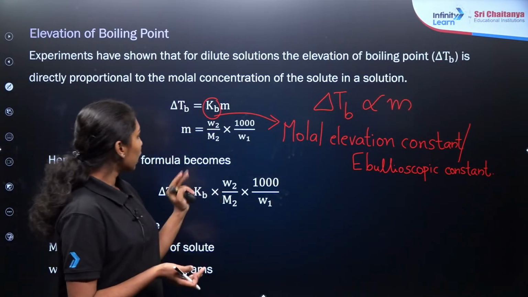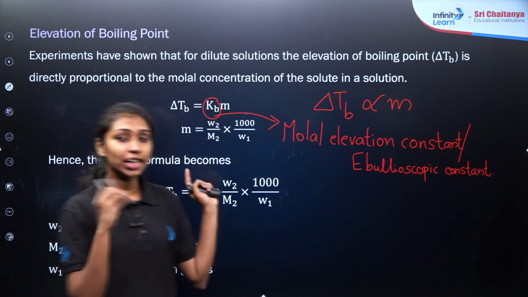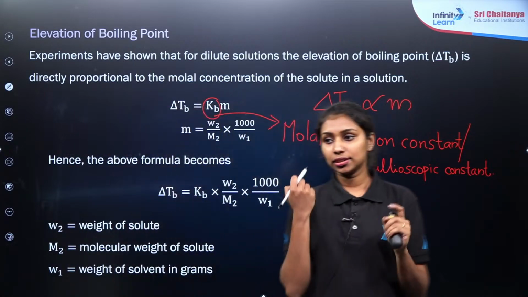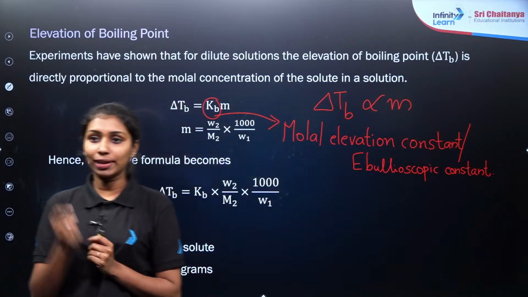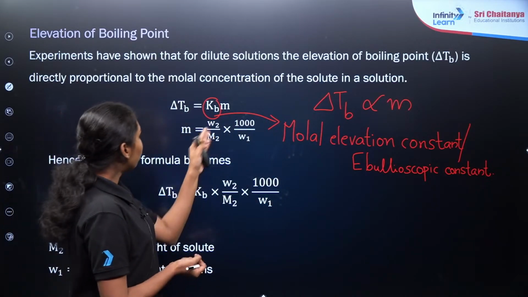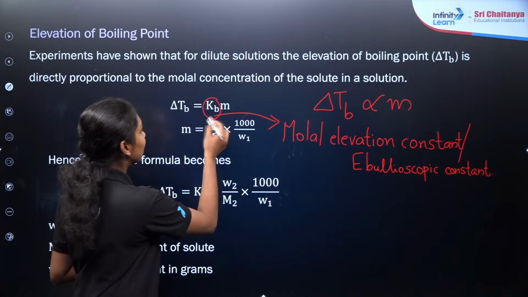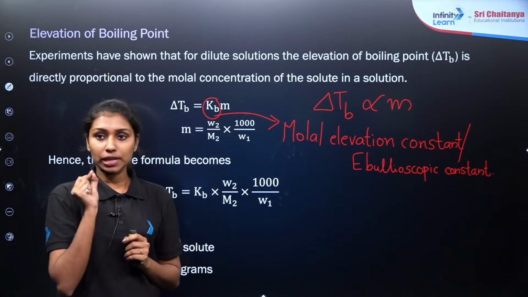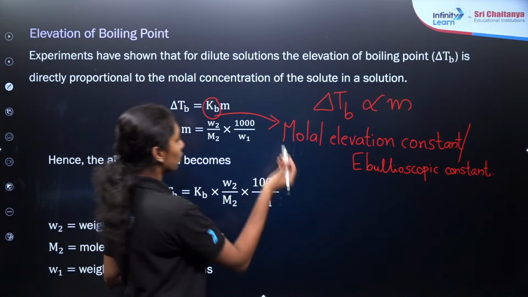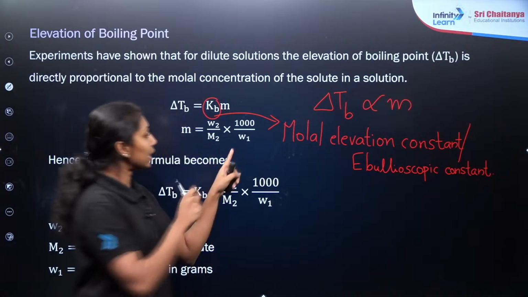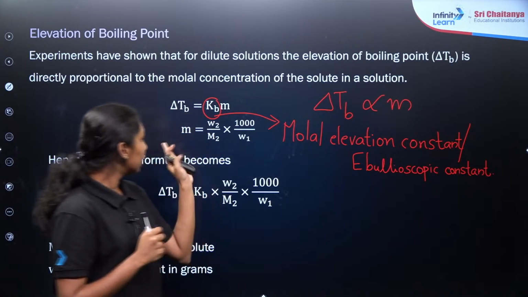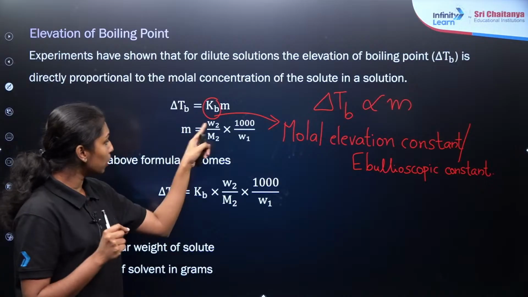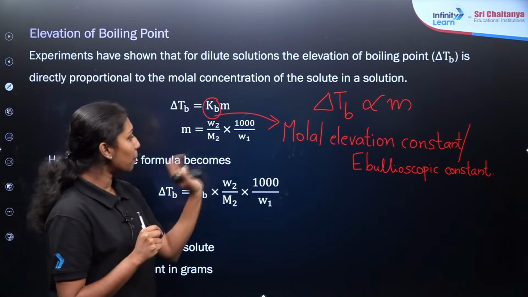As you already know the formula to calculate molality: what do you mean by molality? The number of moles of solute present in 1 kilogram of the solvent. If W2 and M2 are the given mass and molar mass of the solute respectively, 1000 is the conversion value, and W1 is the given mass of the solvent, then you can find the m value as W2 by M2 into 1000 divided by W1.